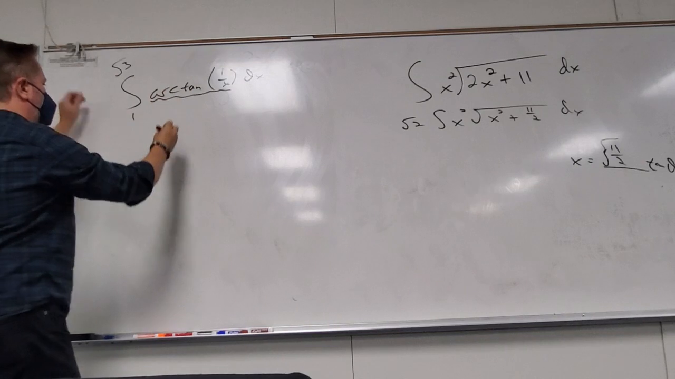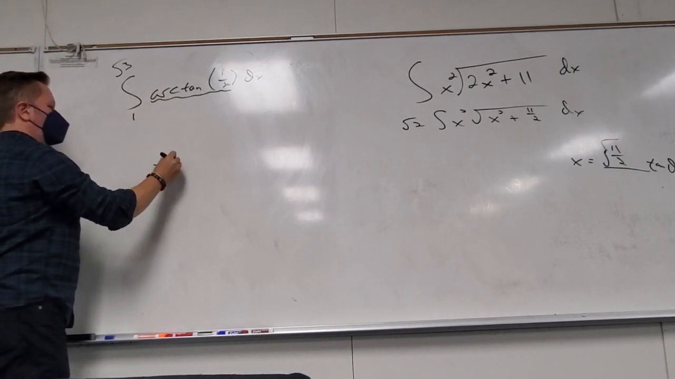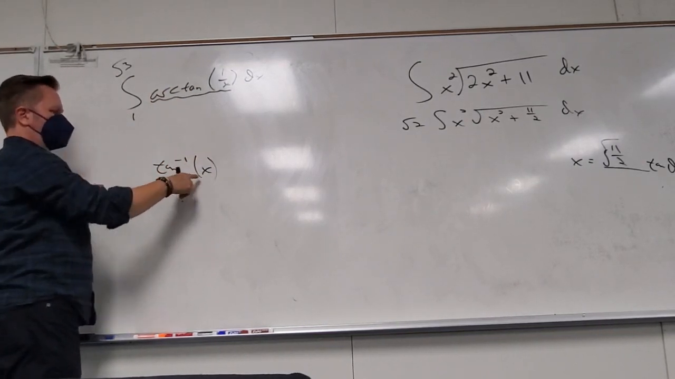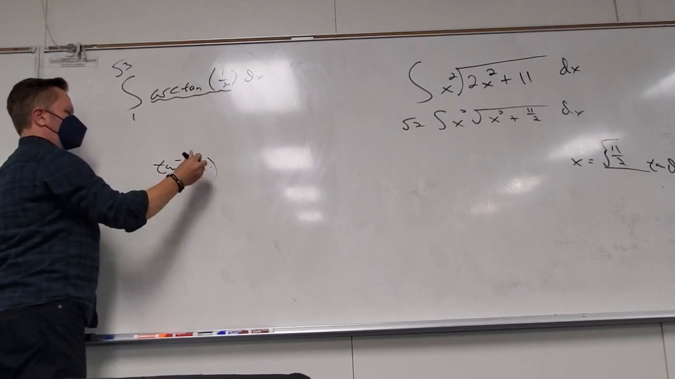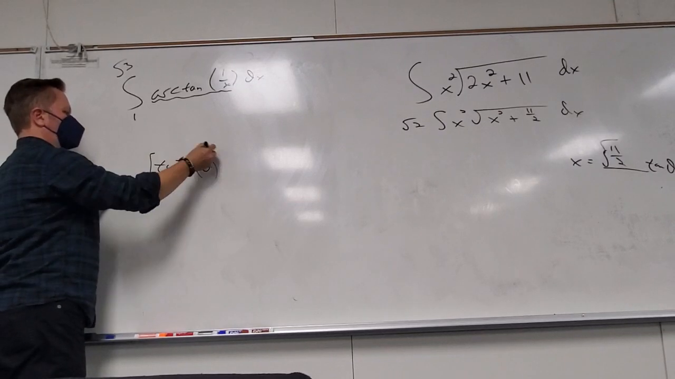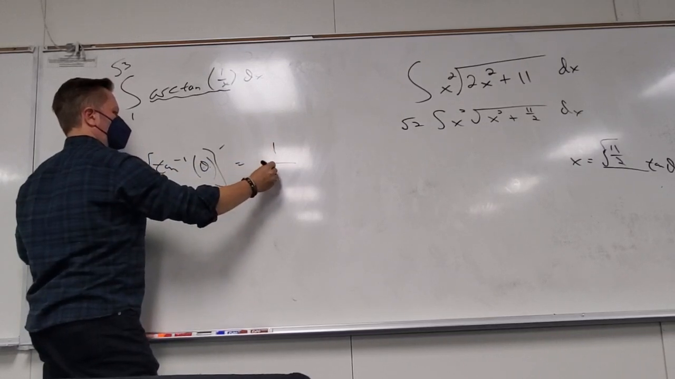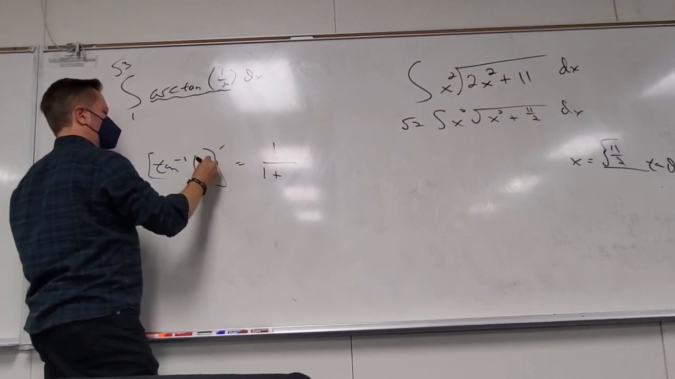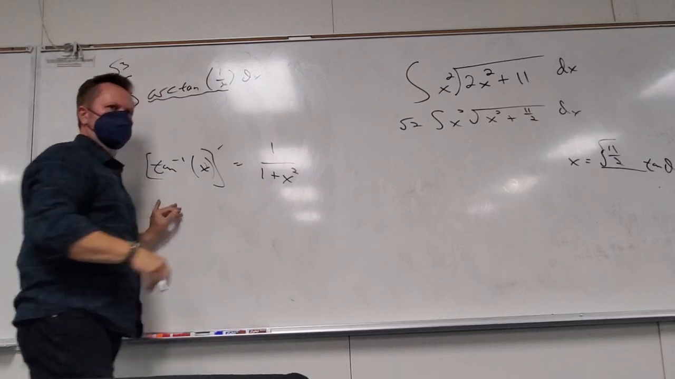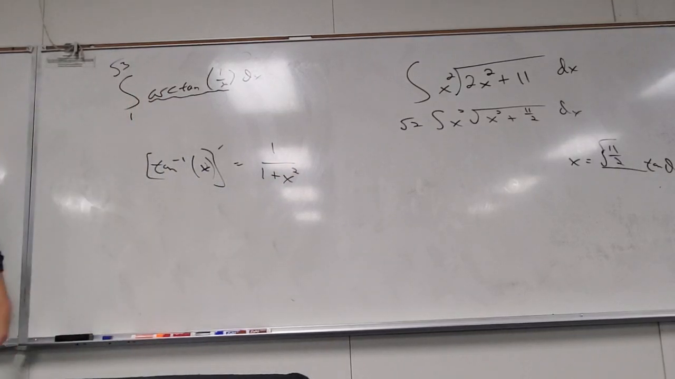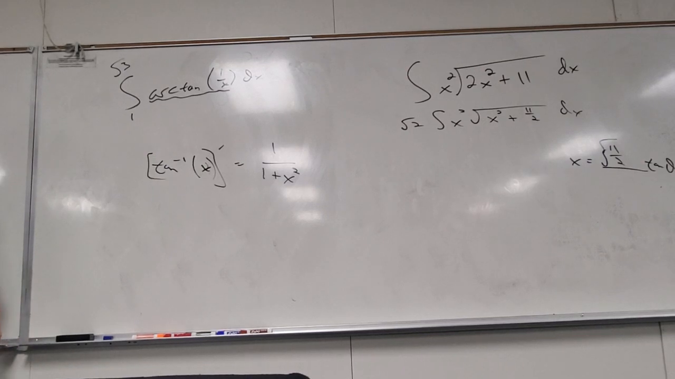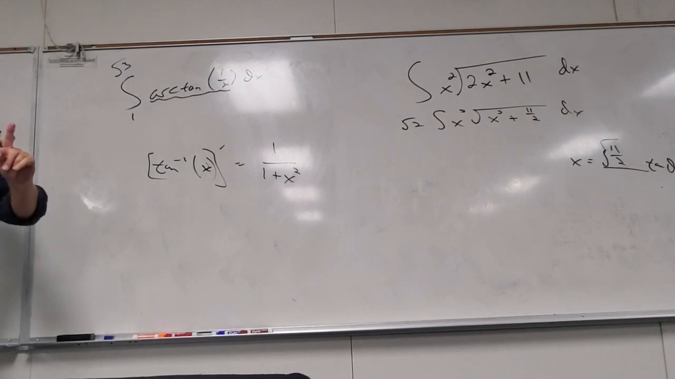So what's the derivative of arctangent? Let's just do arctangent of x. What's its derivative? 1 over 1 plus x squared. Yeah. That's one that I actually kind of know because it's the most commonly used one. Arctangent comes up a lot. So that's the rule, yes?